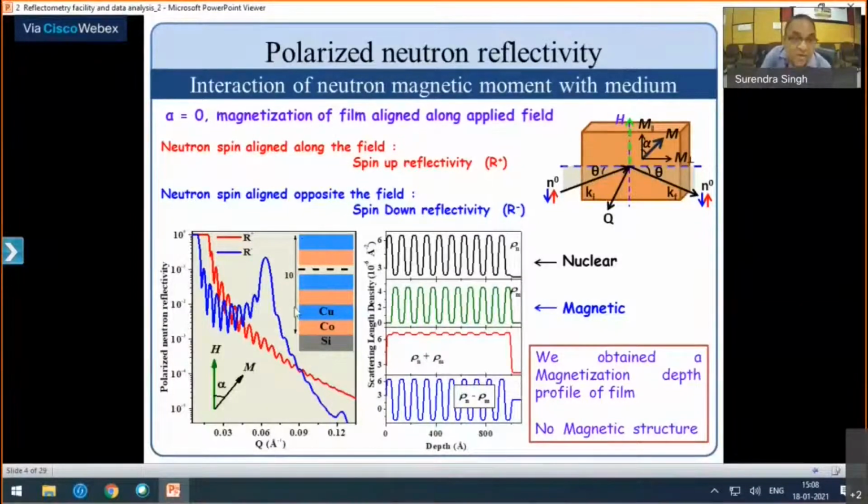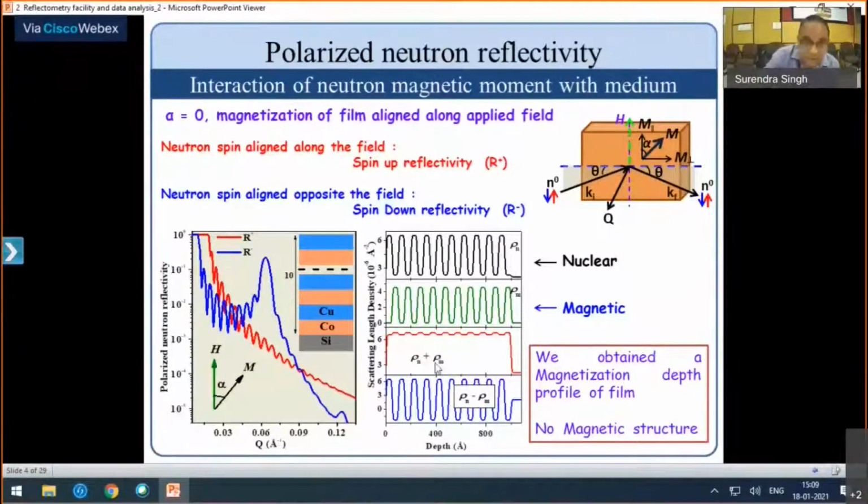Another thing, since it is a multilayer, I said we have the magnetizations along the field direction in this case. So we have nuclear as well as magnetic potential. And the R plus is spin up. This red plot over here is coming due to the plus sign, the nuclear scattering length density here as a function of depth. This is the surface and this is the substrate, the other end. And then you can see different oscillations for the nuclear part and the magnetic part. I have separated them. If you add these two, you get the red one. If you add this black and green, you will get this blue one.